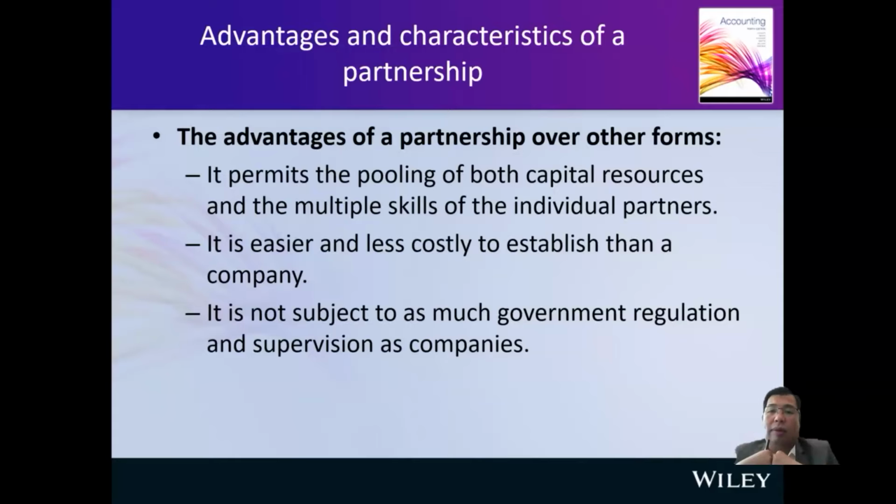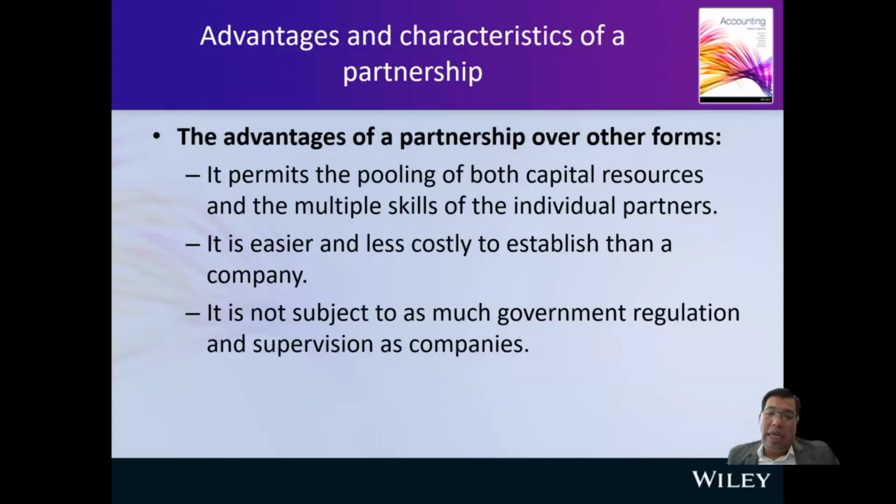We have pooling of capital, and not only capital, but also other resources, skill, talent, and so on. So if you are from accounting or finance, you have your partners from engineering, from IT, from marketing. So you have also a pool of talent, skill, and experience.